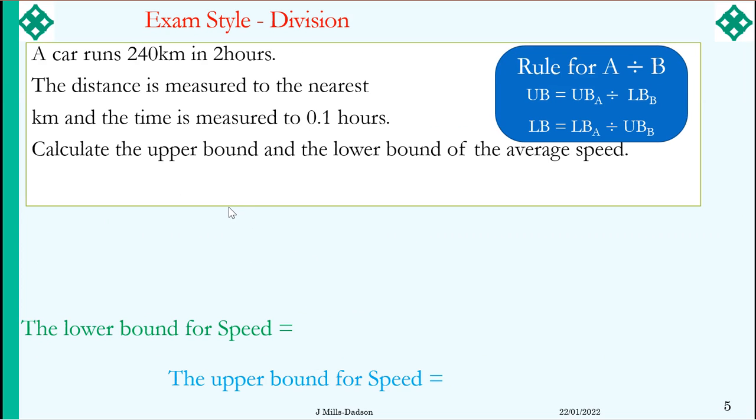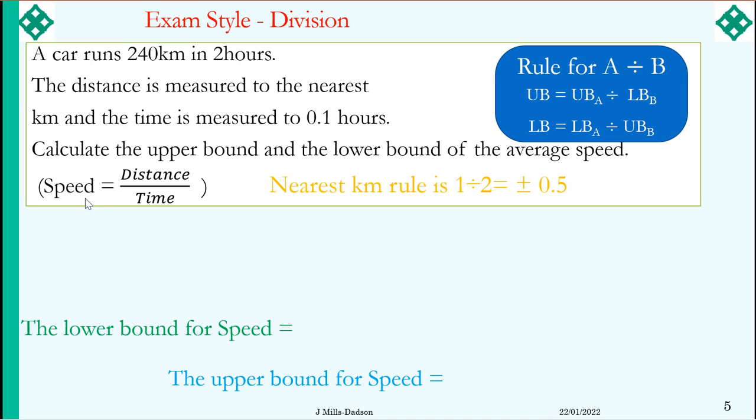Let's look at this exam style question. A car runs 240 kilometers in 2 hours. The distance is measured to the nearest kilometer, and the time is measured to 0.1 hours. Calculate the upper bound and lower bound of the average speed. So you must first know the formula for average speed. You know, speed is distance divided by time.